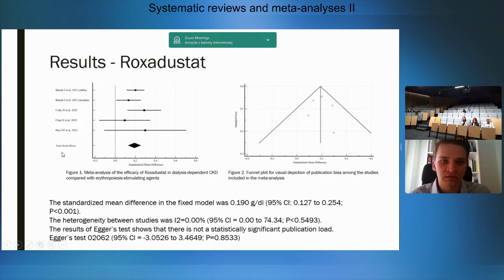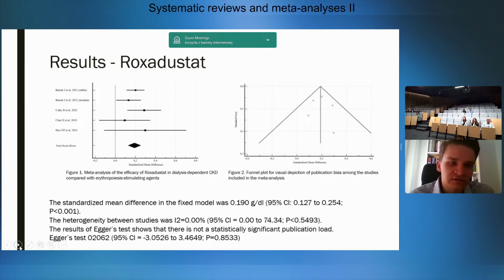Now I want to talk about roxadustat, because it's the only drug on which we could perform the meta-analysis. As you can see in figure 1 and figure 2, there is a meta-analysis of the efficacy and a funnel plot for visual depiction of publication bias. Here the standardized mean difference in the fixed model was 0.19 grams per deciliter. Also, the heterogeneity between studies was 0%, so that's why we could perform a meta-analysis on this drug. The results of Egger's test also show that there is no statistically significant publication bias.